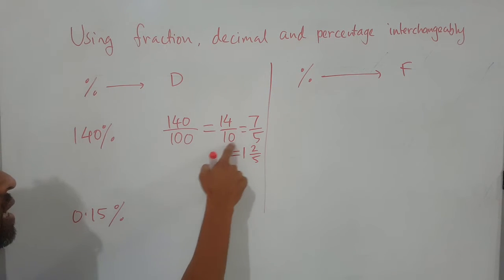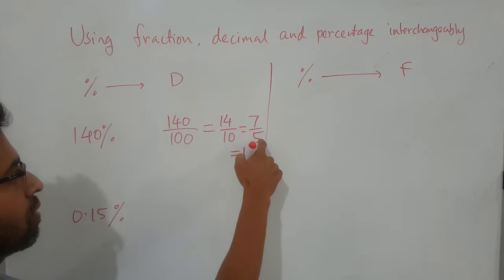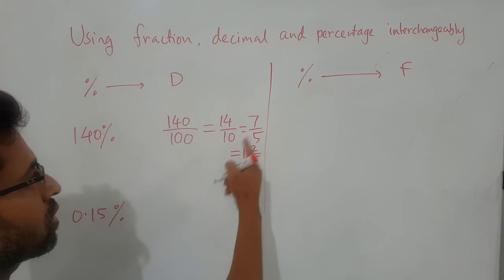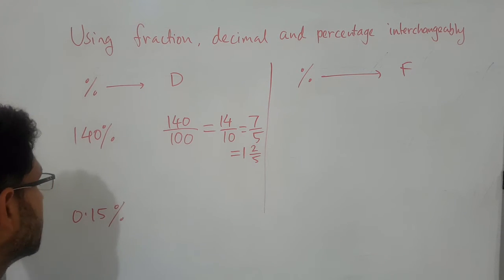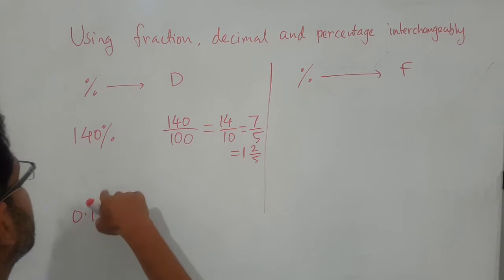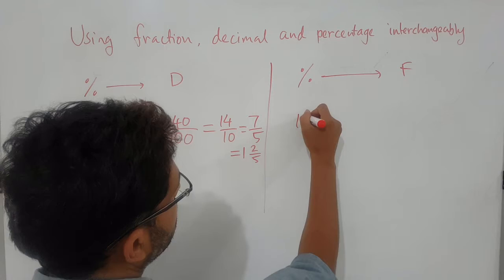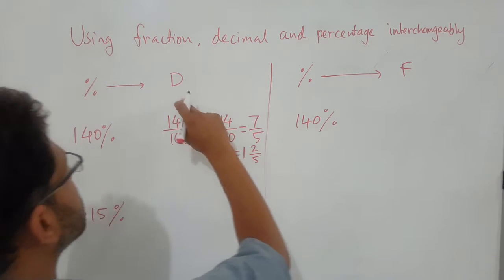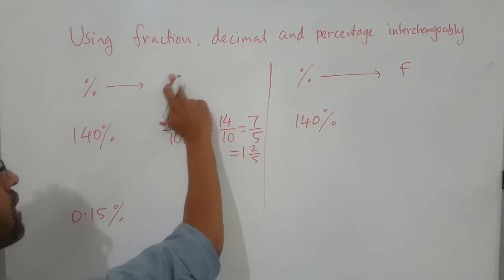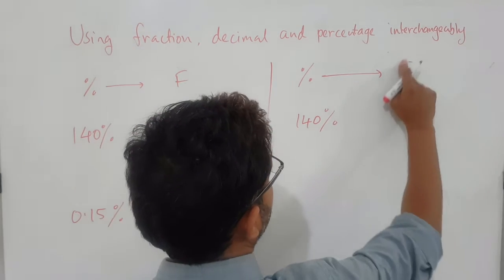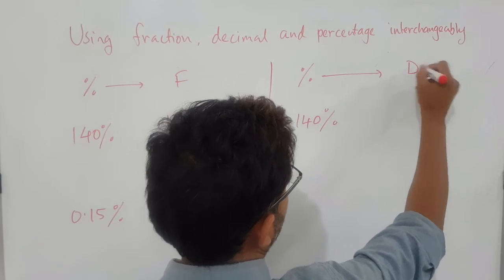And you can write it as a mixed numeral. So what I'm doing here, I'm dividing by 2 to get 7 over 5, then I'm dividing 7 by 5 as a long division. 5 times 1 is 5, 2 left, so 1 and 2 over 5. Now before going to the second example, we can again convert 140%. This is the one converting to fraction, and then we are converting this percentage to decimal.